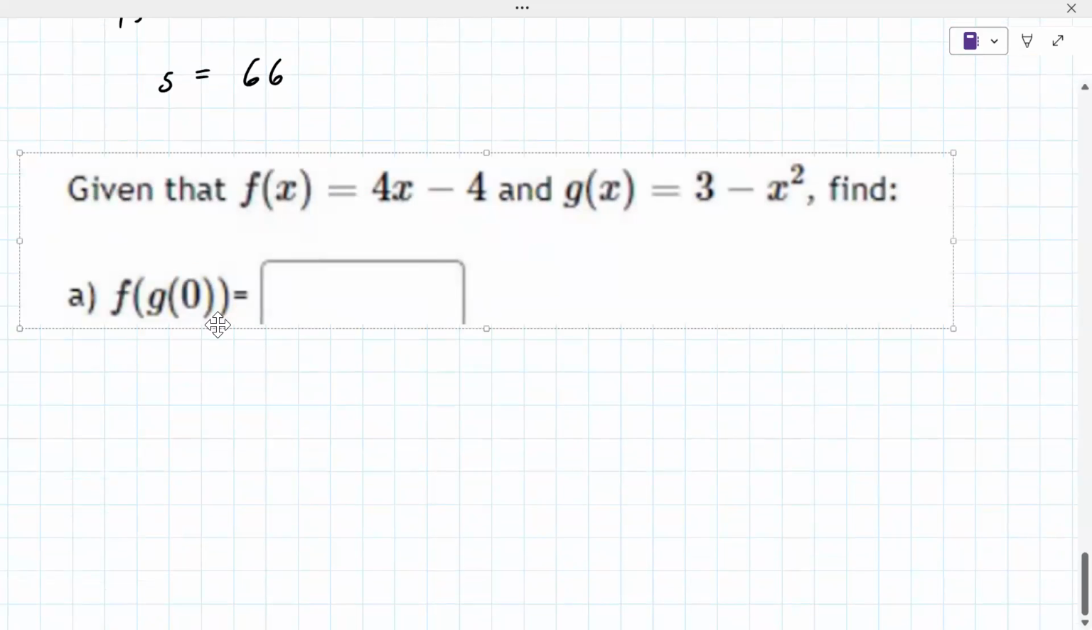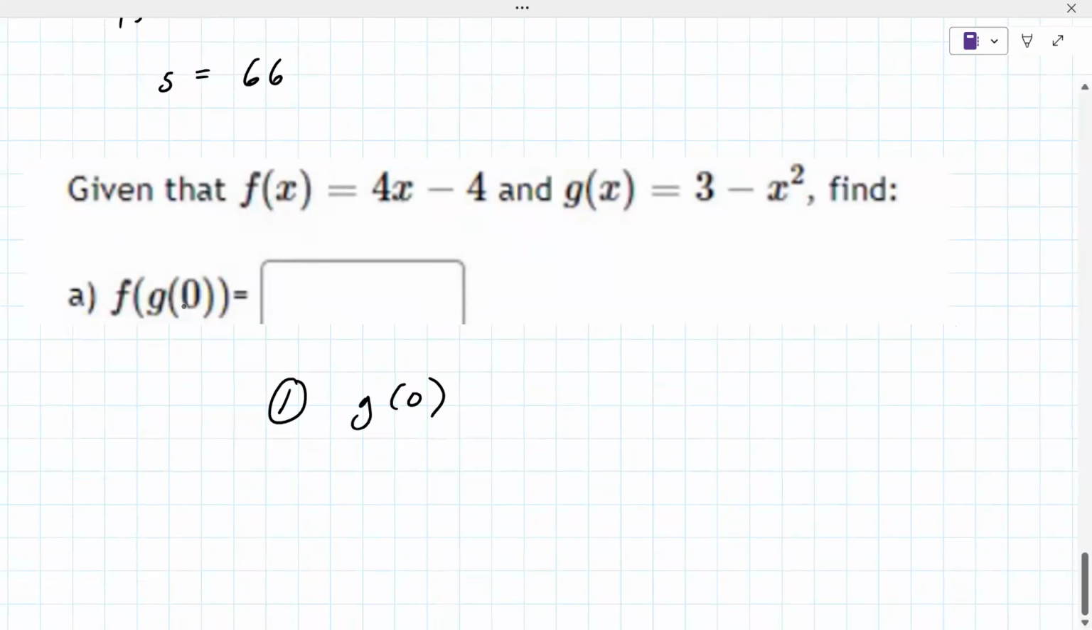But this is the composition. This is finally the composition, and we'll definitely have to spend more time on this to really get it down. To do this problem, there are two things that you're seeing here. There's this f, and then there's this g of 0. So you start by doing g of 0. To calculate g of 0, you always start with the inside one first.